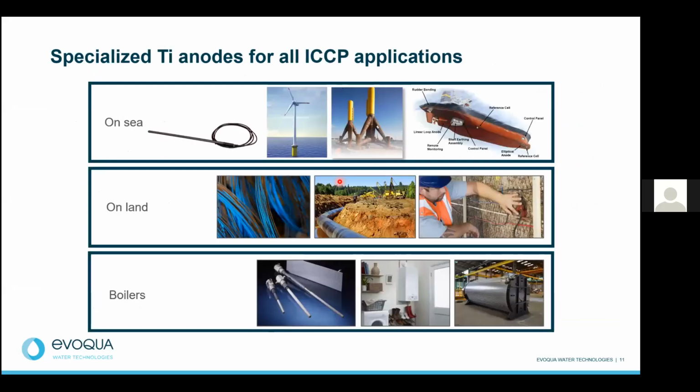So as you can imagine, steel structures are everywhere, which means they also need protection everywhere. They can be protected at sea, such as these wind turbines, or ships are commonly cathodically protected. On land, you can think of pipelines. You can also think of, again, concrete structures. Boilers are another interesting application, I think, that are widespread, both in houses, but also in industry, where cathodic protection is applied to protect the inside of the boiler.